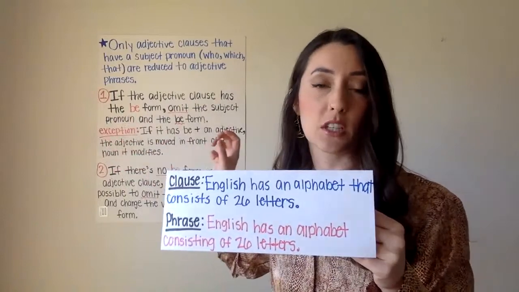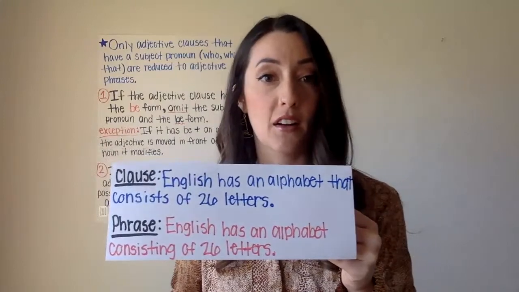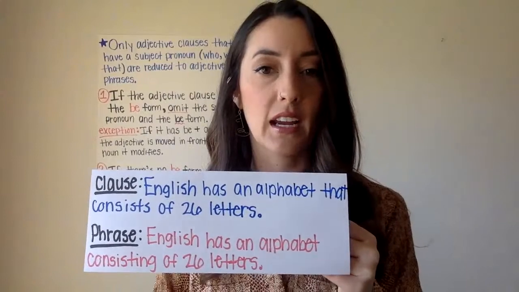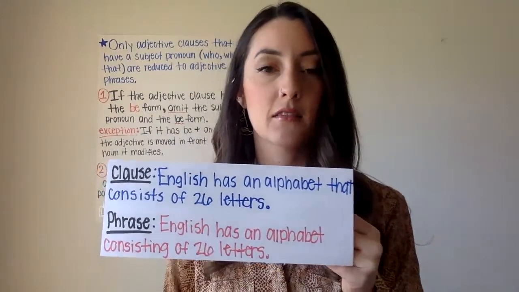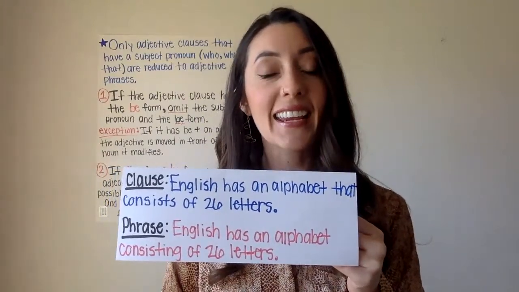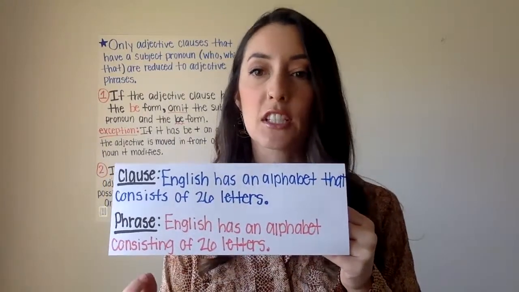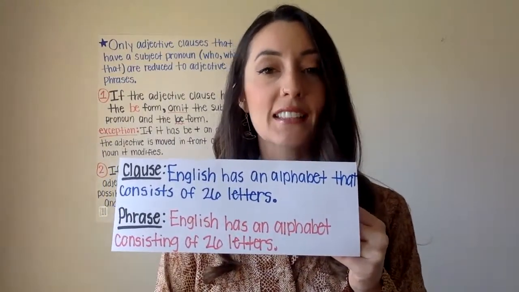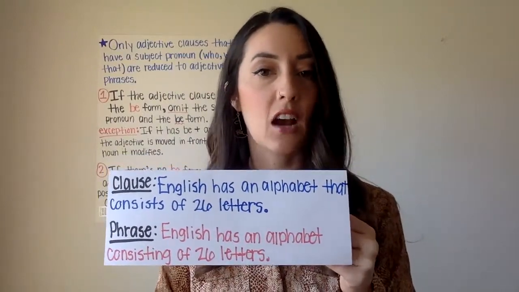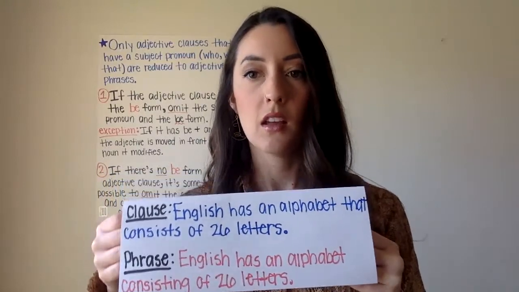We're not going to take away the subject pronoun and the verb be. What we can do is take away the subject pronoun. What's the subject pronoun? That, okay? And actually your verb is contains. It has 2 verbs. Our subject pronoun is that, and we're going to add an ing to our verb contain. So our adjective phrase becomes, English has an alphabet containing 26 letters. Okay? Let's look at one more.